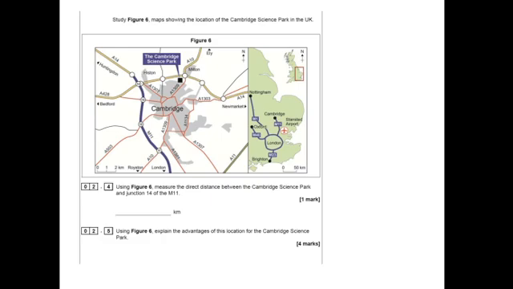So using figure 6, measure the direct distance between Cambridge Science Park and junction 14 of the M11. So be accurate, use the scale. It's pretty straightforward. Then using figure 6, explain the advantages of this location for the Cambridge Science Park. We've talked about this. You should be pretty well understood about why this is a good location.